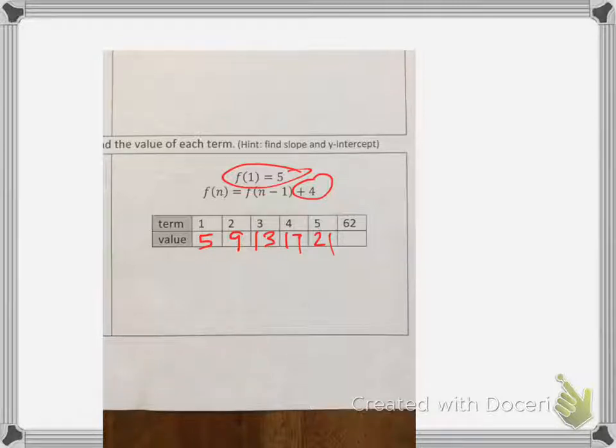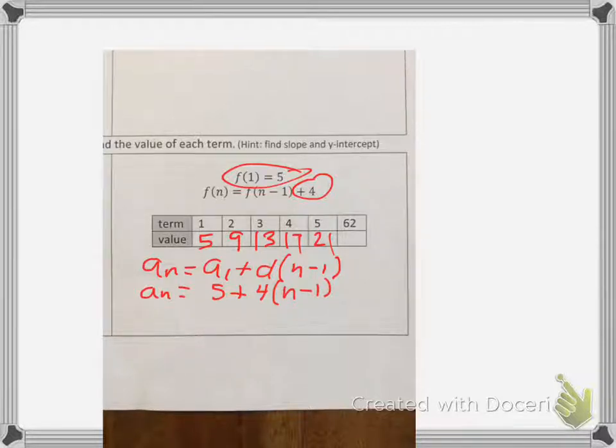So again, now I need to write my formula so I can find the 62nd one. I'm just going to use that formula, a sub n equals a1 plus d times n minus 1. So my a1 value is 5. My common difference was 4. And then that's my formula. Probably in theory we should simplify that so that it's in slope-intercept form. So we'd have 5 plus 4n minus 4. Combine those together and I would get 4n plus 1 for my formula.